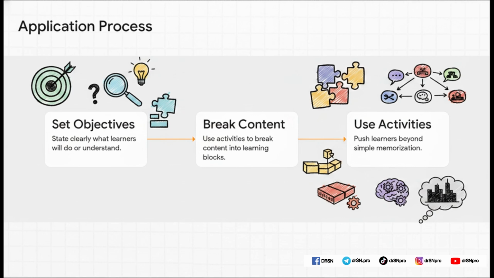Let's break down exactly how this builds into an application process. Step 1. You must set precise objectives. Clearly state exactly what the learner will be able to do or understand by the end of the module. Step 2, use activities to chunk the content into manageable learning blocks. And step 3, and this is absolutely crucial, these activities have to push learners way beyond simple memorization. You need to drop them into real-world situations, asking them to analyze problems, suggest solutions, and make tough decisions. That is exactly how you trigger critical and creative thinking, even when the student is sitting alone in their living room.